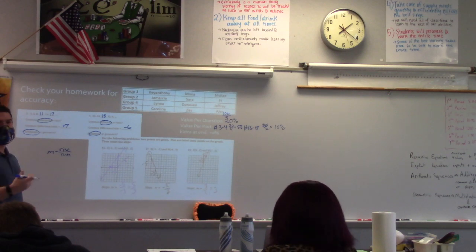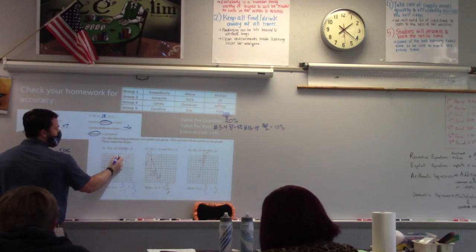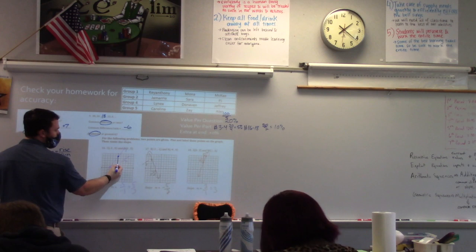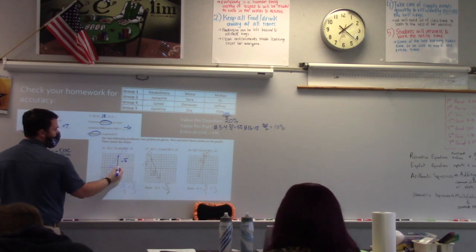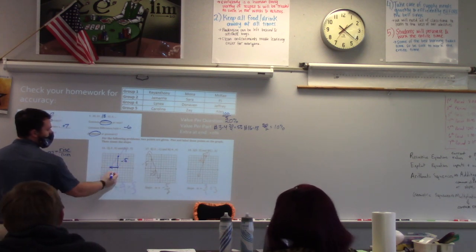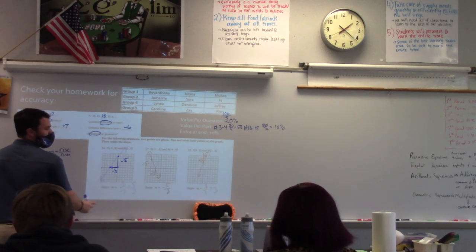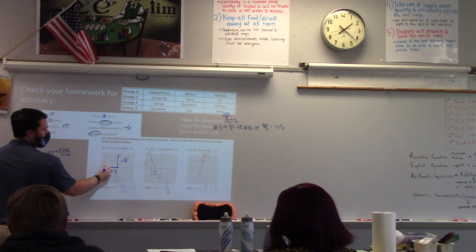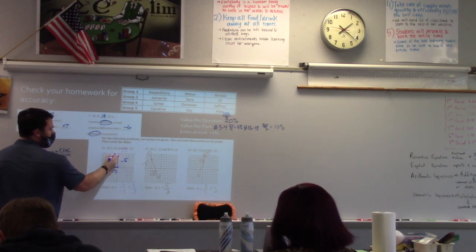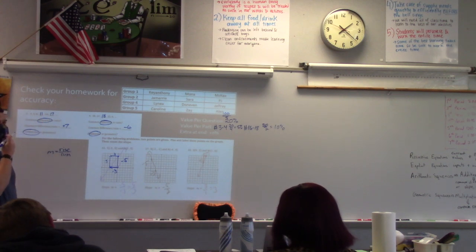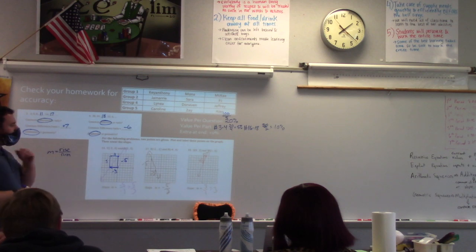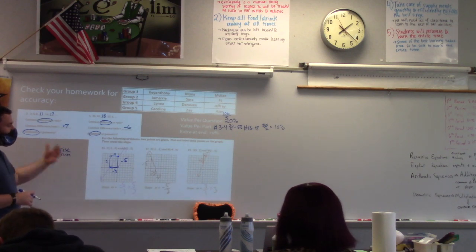Now there are multiple ways to approach this, and I only showed one of them. Notice I started here and went down 5, so it was negative. Then I went to the left 3, so it was negative. And a negative divided by a negative is positive. Could I have also gone up 5 and to the right 3? Would that have given me the same slope? So you don't have to have exactly what I did, but you need to have the slope of 5/3.